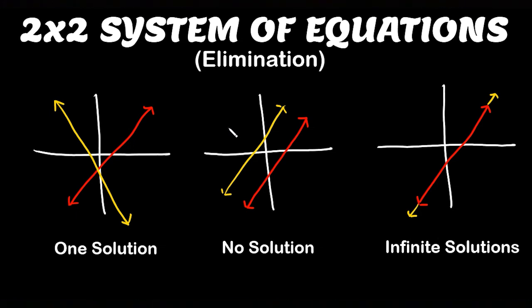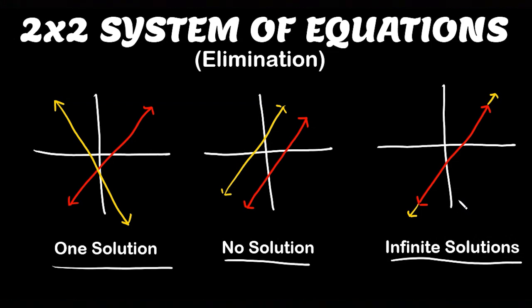So I have three examples down here before we start these problems. If you have two lines and they intersect at one point, that's called one solution. If you have two lines and they're parallel, meaning they do not intersect, that's no solution. And if you have two lines that are exactly the same, meaning they're always crossing, that's infinite solutions. So when solving a 2x2 system of equations, you have three possibilities: one solution, no solution, and infinite solutions.